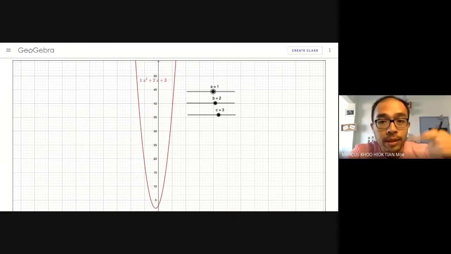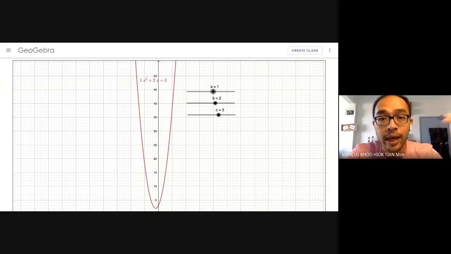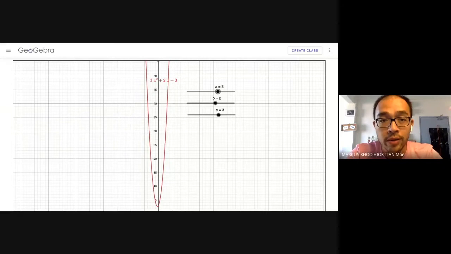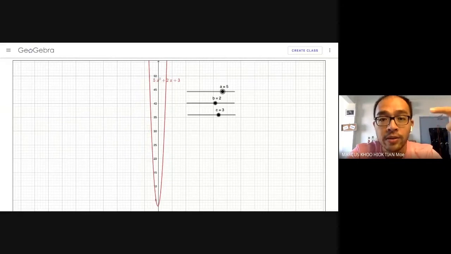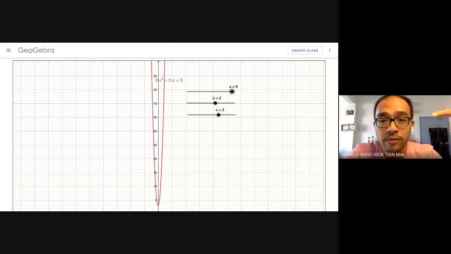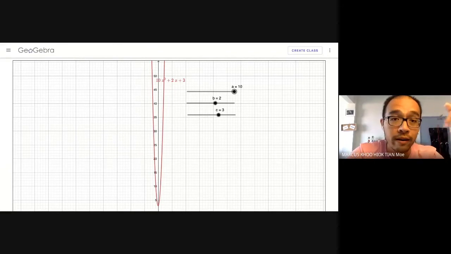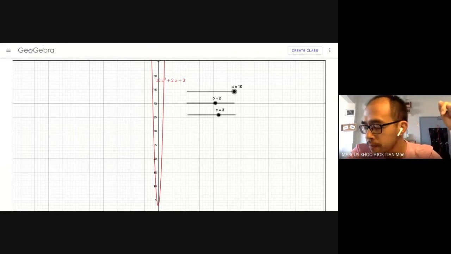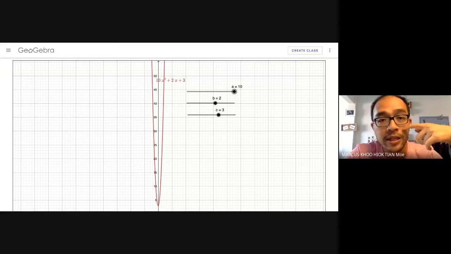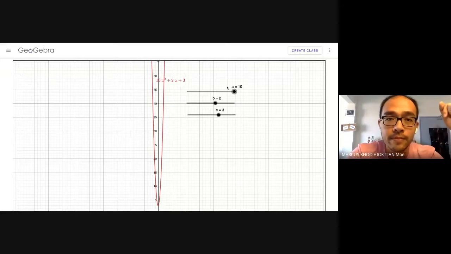Bila saya bertambah dia punya value, when I add the value to A, when I make A bigger, A equals to 2, A equals to 3, A equals to 4, A equals to 5, A equals to 6, A equals to 7, A equals to 8, A equals to 9, A equals to 10. What happens to the graph? Berbanding dengan A1 begini dan A10 begini. What happens to the graph? Can anybody tell me? Dia jadi lebih apa?